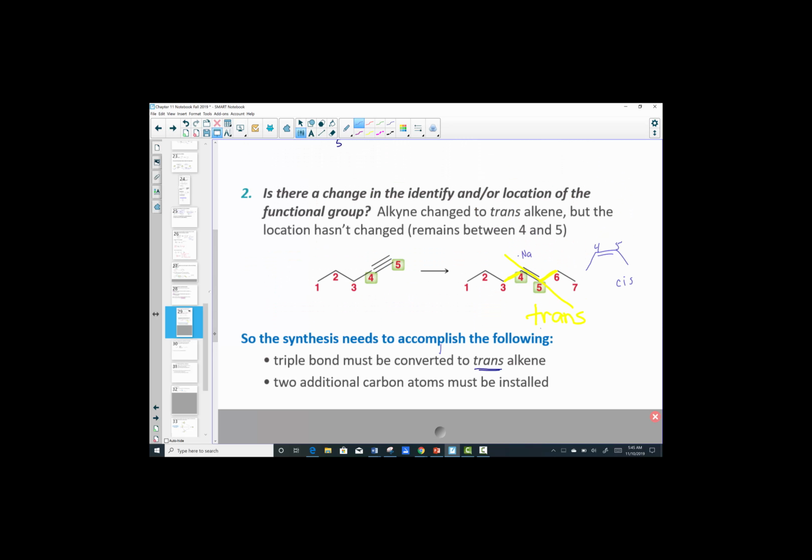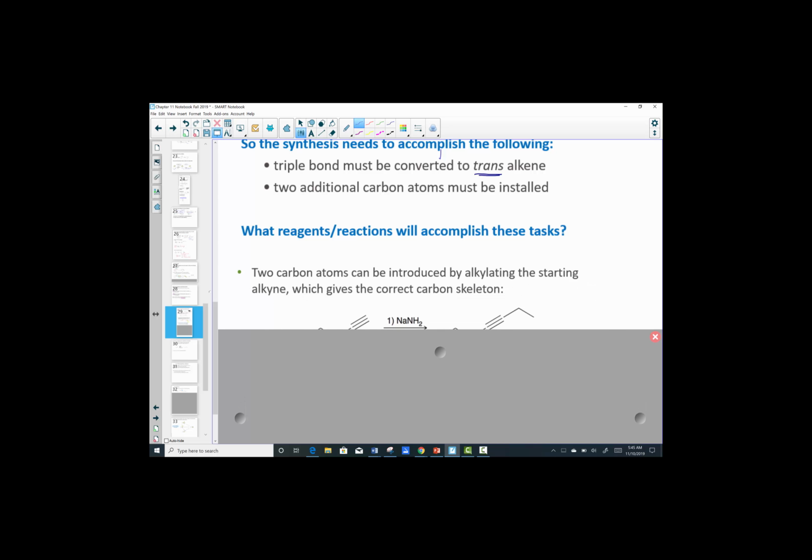So we have an idea of what we need to accomplish. Let's begin thinking about what we can do step by step. We can introduce 2 carbon atoms by alkylating a terminal alkyne. So let's review in chapter 9, alkyne chemistry.